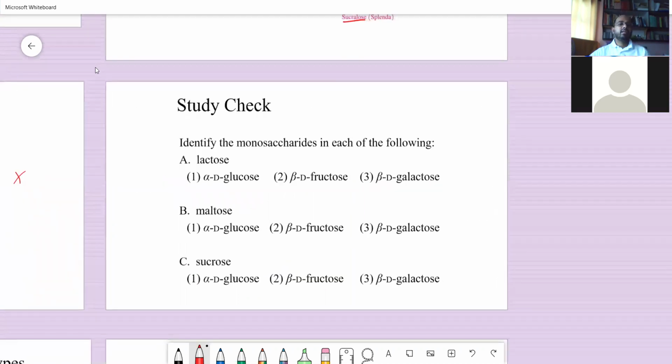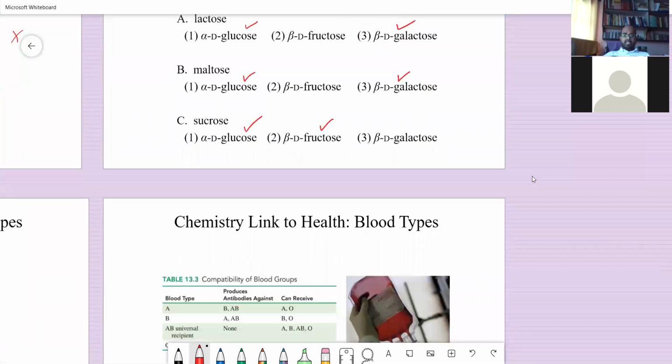Okay, so finally I can conclude. To identify the monosaccharides in the following, if you can answer very quickly: maltose is the first case we saw, alpha D glucose and beta D glucose. Okay, so we had sucrose, alpha D glucose and beta D fructose. Now this lactose, glucose plus galactose. Okay, these are the three different disaccharides with different combinations of alpha or beta units.